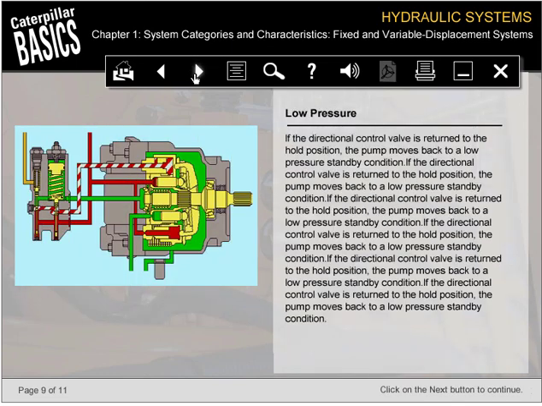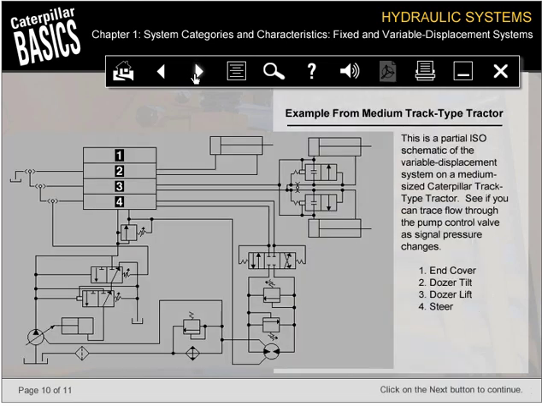In this illustration, the valve is in the rack-back position. Study the schematic carefully and trace flow through the circuit. This is a partial ISO schematic of the variable displacement system on a medium-sized Caterpillar track-type tractor. See if you can trace flow through the pump control valve as signal pressure changes. On this graphic, the number 1 identifies the end cover, 2 the dozer tilt, 3 the dozer lift, and 4 the steer.